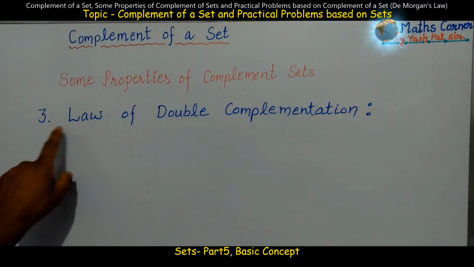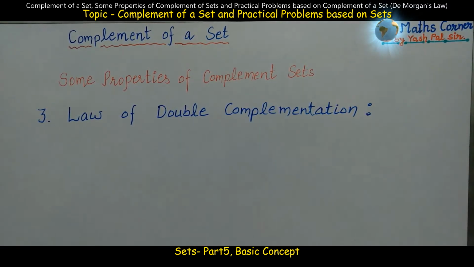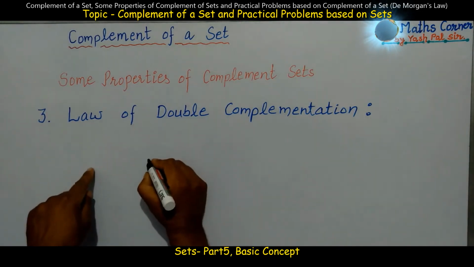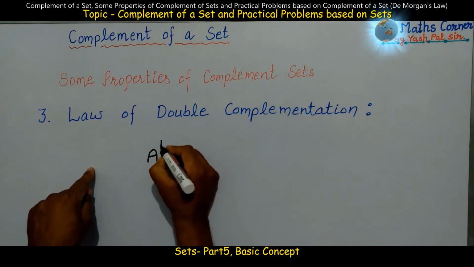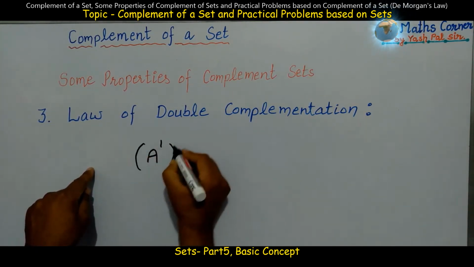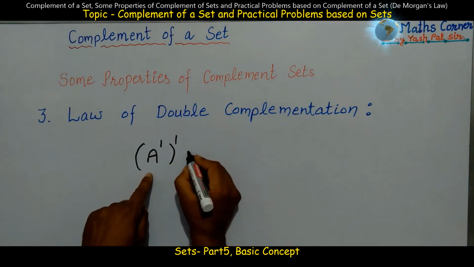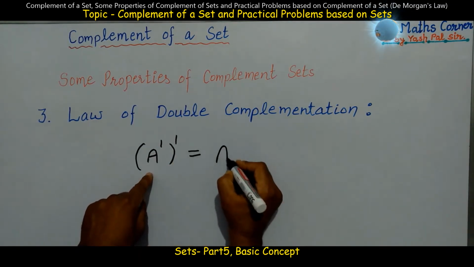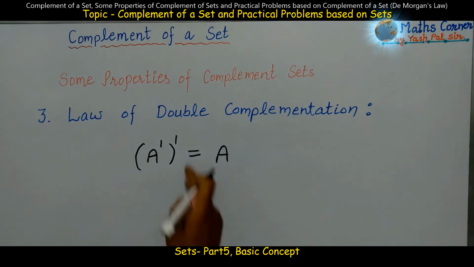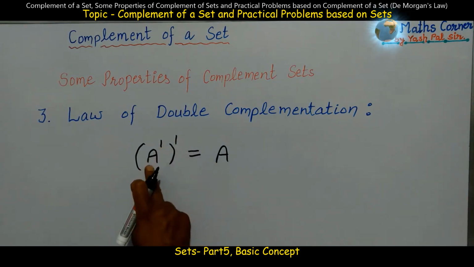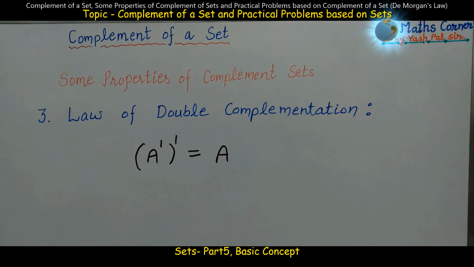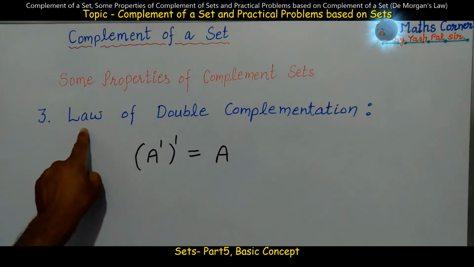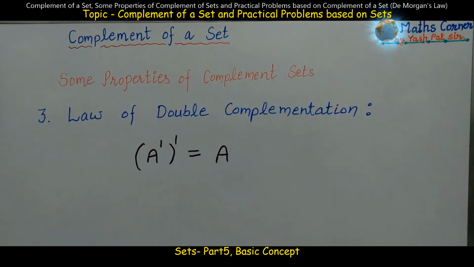The third law is the law of double complementation. It means that if we take the complement of the complement of a set, then the result is again the set itself. Complement of the complement of the set is equal to the set itself. This law is called the law of double complementation.